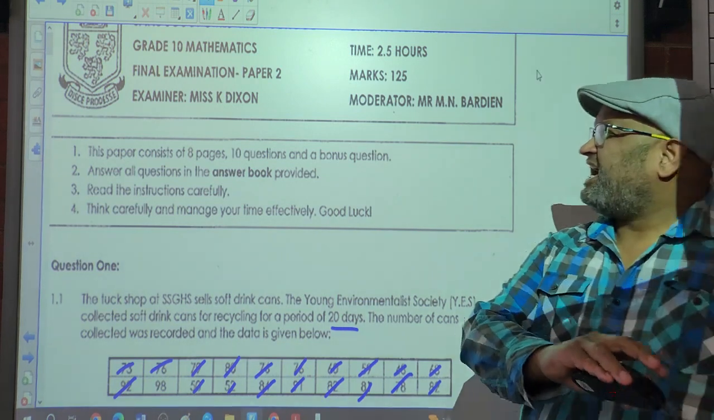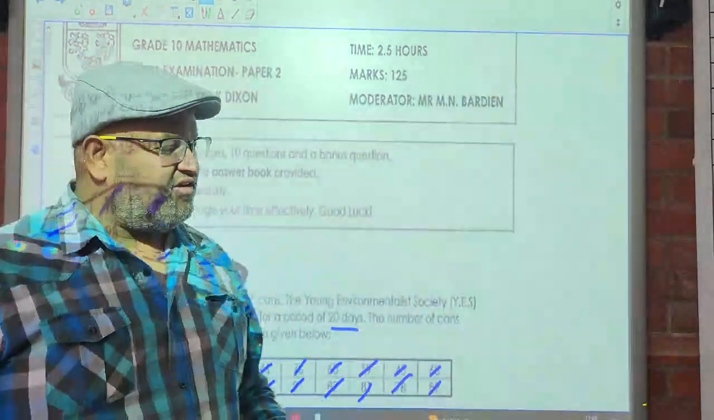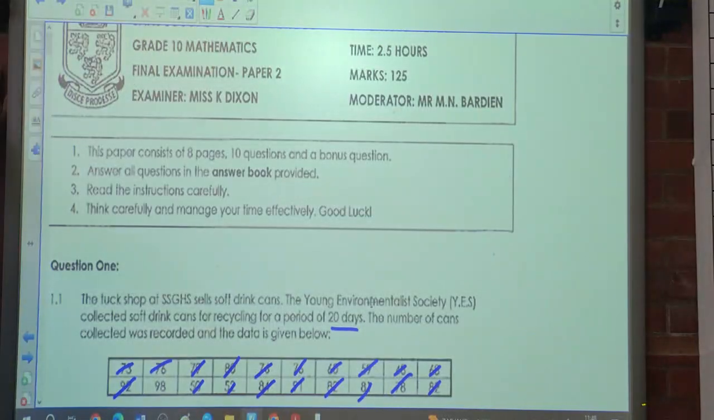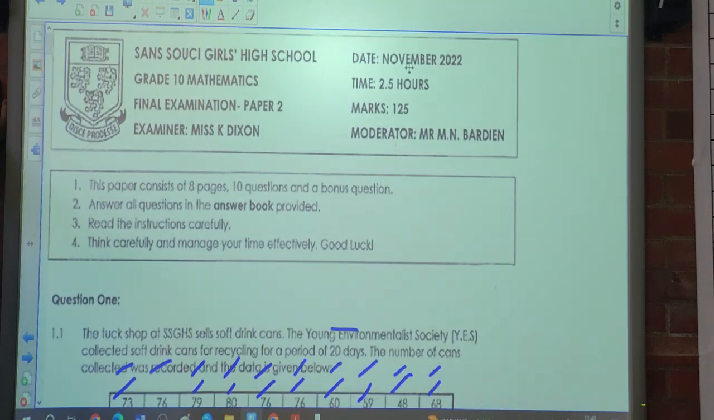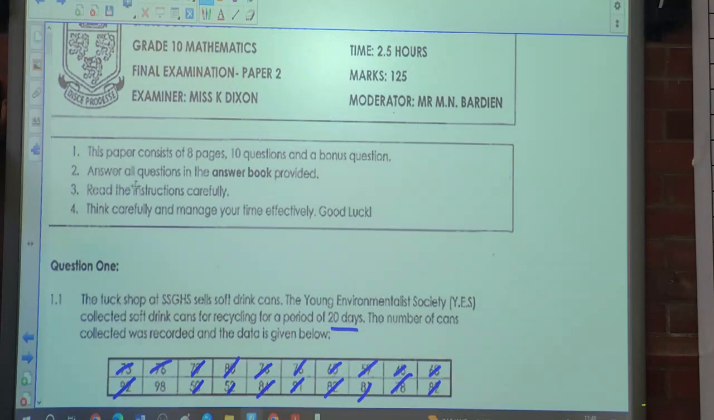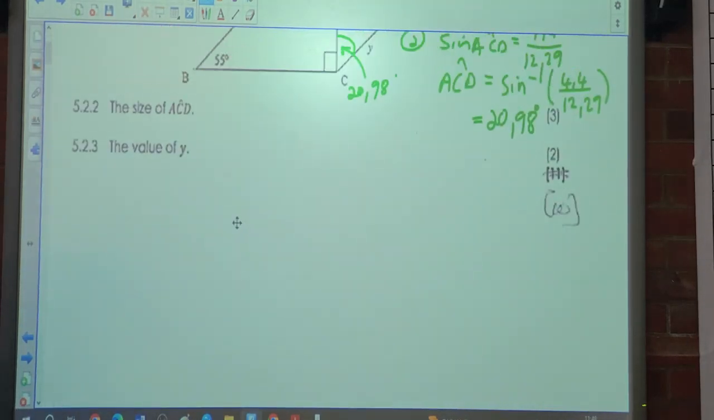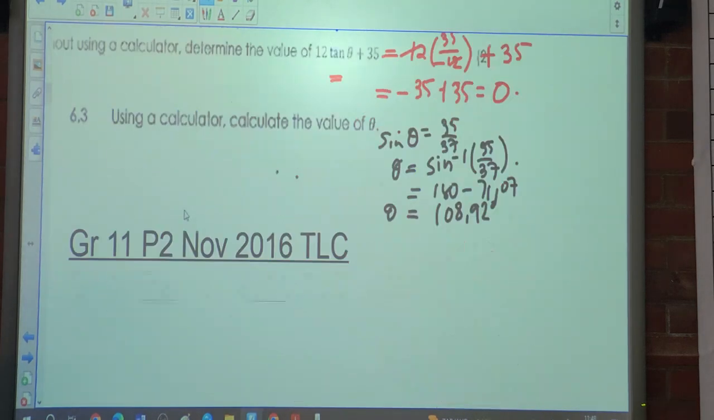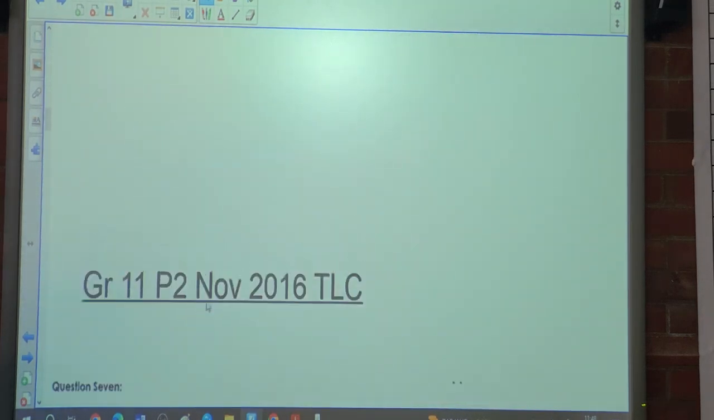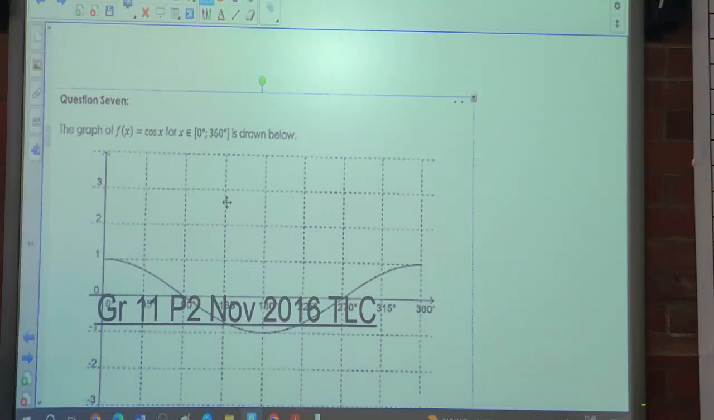So today we're looking at the grade 10 November paper 2 of last year. Only November 2020. Alright, so at this point we look at all the questions up until question 6. So now we're going to look at question 7.